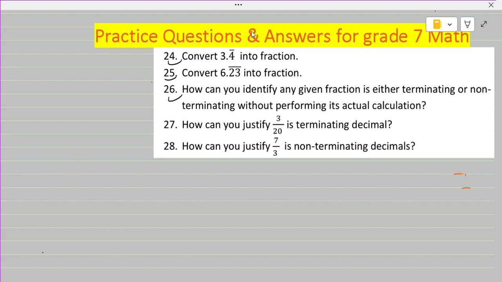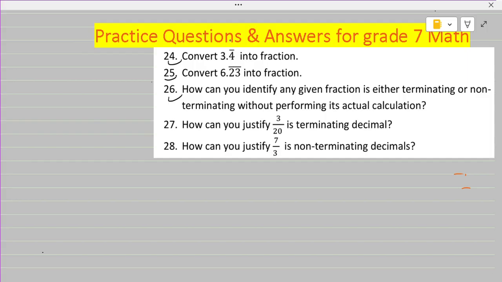So when will any fraction be terminating or non-terminating, that we have to know first. For that, if the denominator consists of a product of 2 and 5, or 2 alone or 5 alone, or some powers of 2 and 5, then this fraction will be a terminating decimal. And if it's not so, or if there is any other number than 2 or 5, then such fractions will be non-terminating decimals.